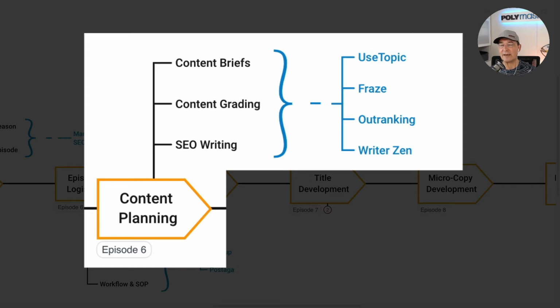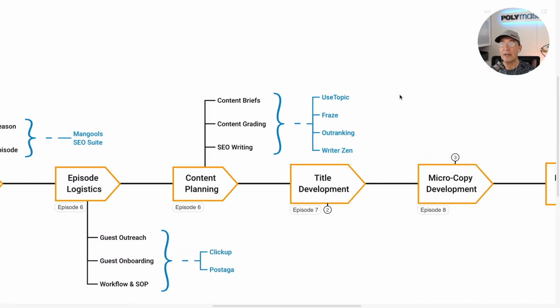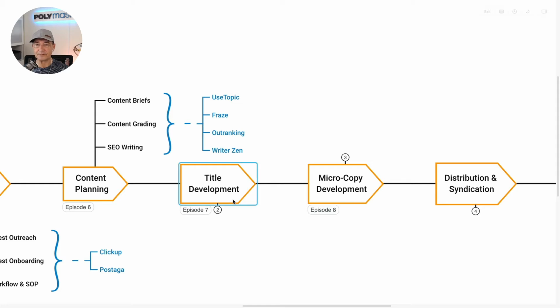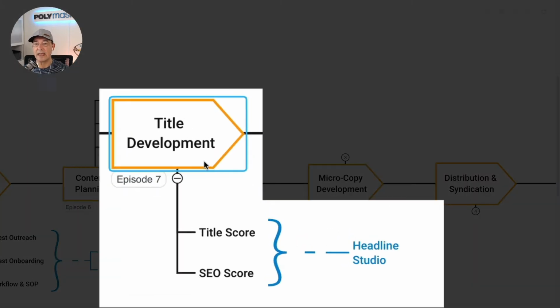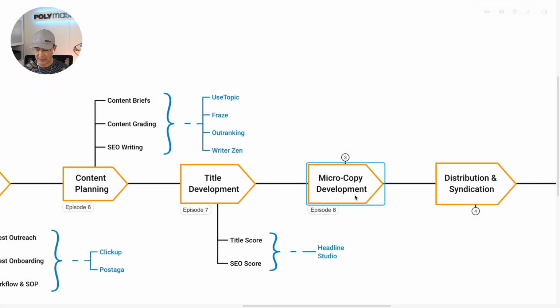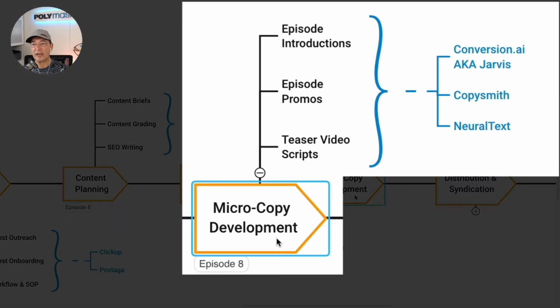And the tools that I've tried, lots of these over the last couple of years, and the ones that we might discuss as an alternative are Phrase, another tool called Outranking, and then lastly one called Writer's End. So stay tuned on how we're going to go about filling in that gap in our workflow. Right now, for the next 3 months, we're still going to be using Topic as the primary solution for this. Then in episode 7, we covered the title development and talked about Headline Studio as a great way to improve our titles. And this episode 8, we're going to be focusing on micro-copy development.